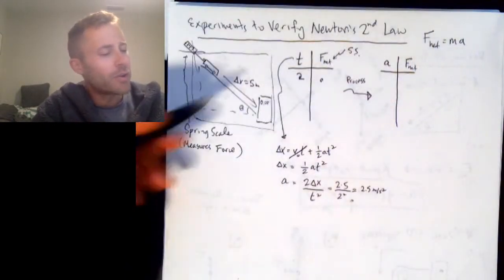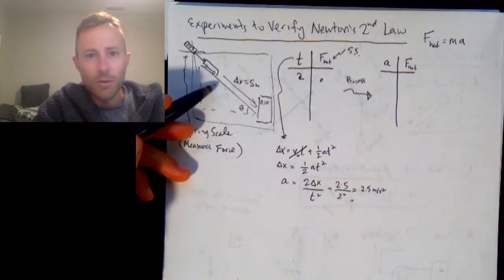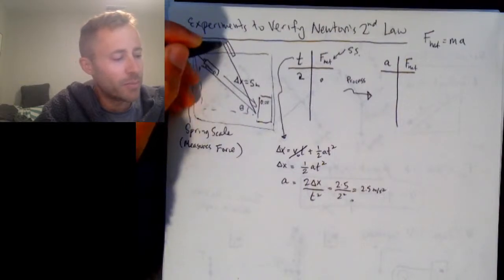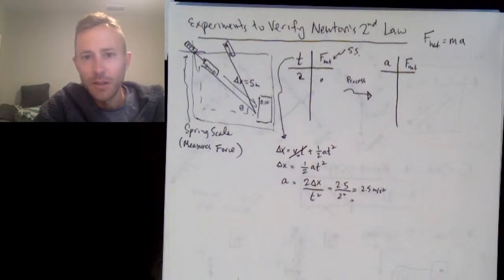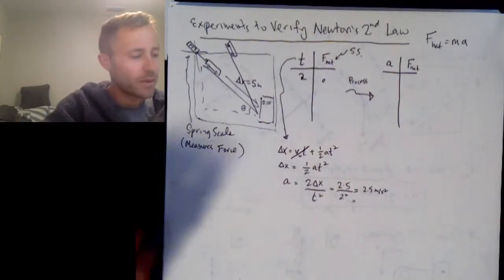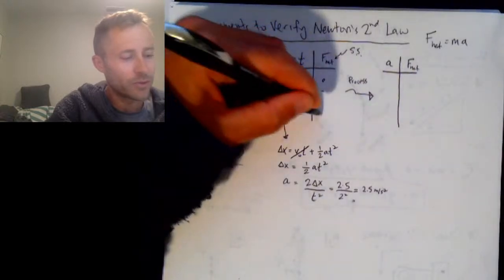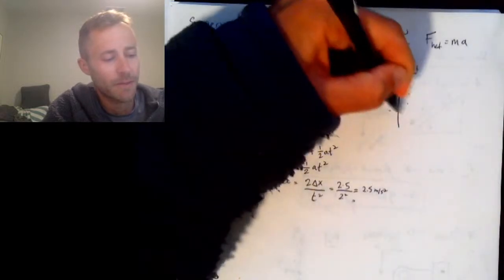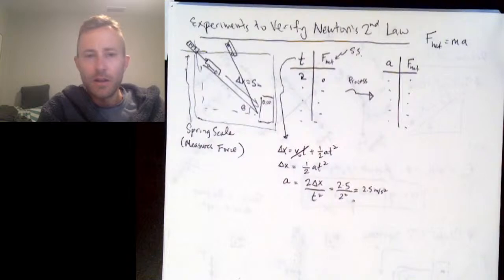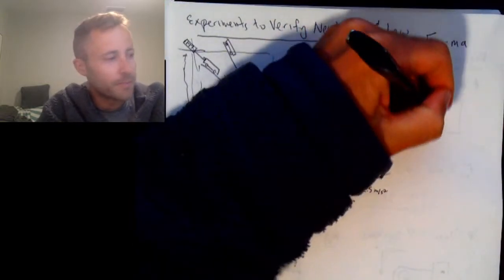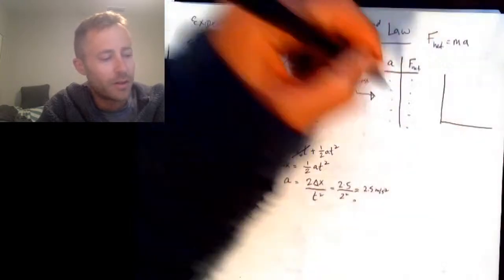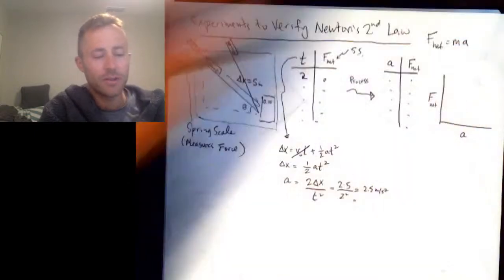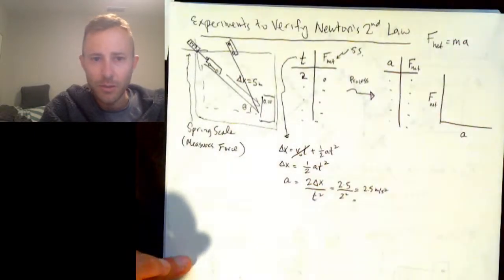So now how could we change the net force? Well, you could make the ramp steeper. If it's steeper, then there's going to be a bigger force pulling the cart down the incline. So you do a bunch of different steepnesses, and you get a bunch of forces and times, and you convert that to a bunch of forces and accelerations. All right. Then what you would do is you would put net force on the vertical axis and acceleration on the horizontal axis, and you would graph it.